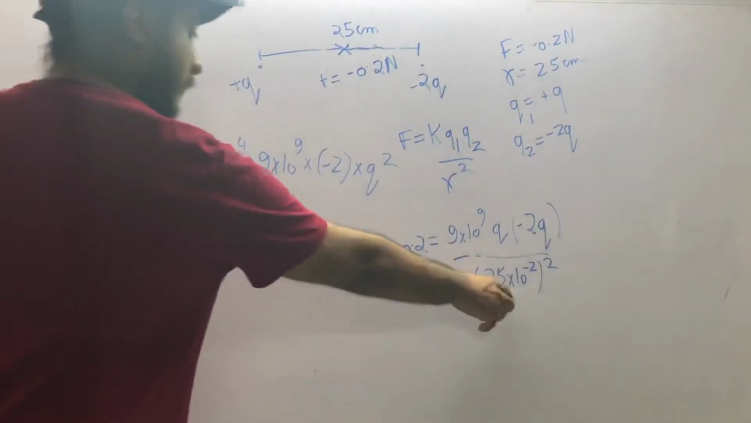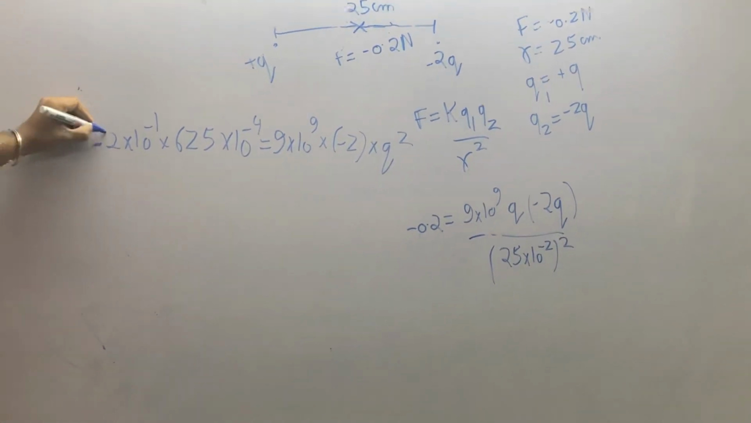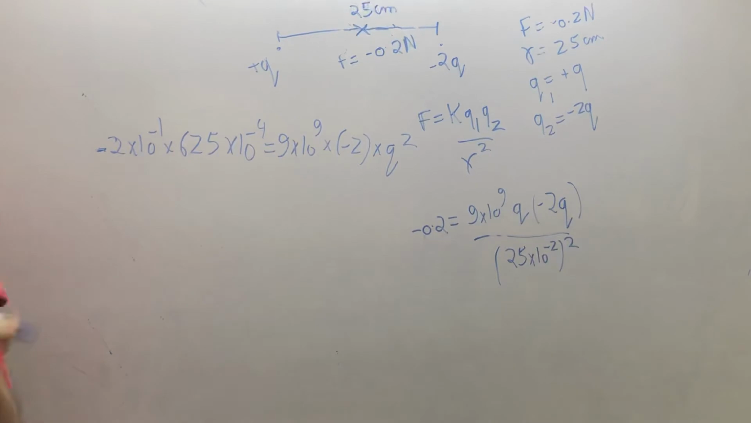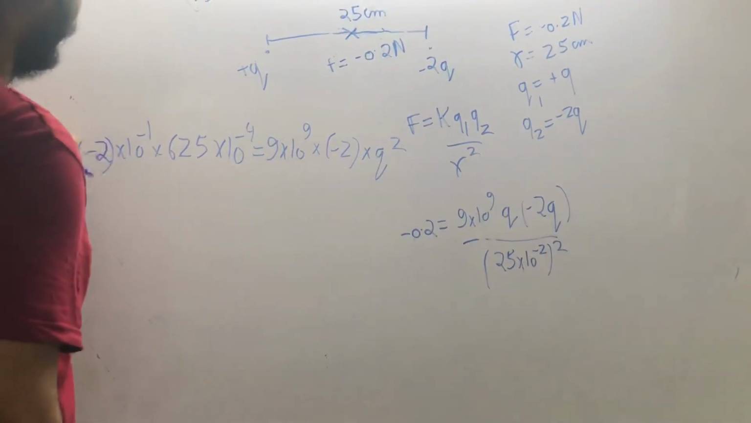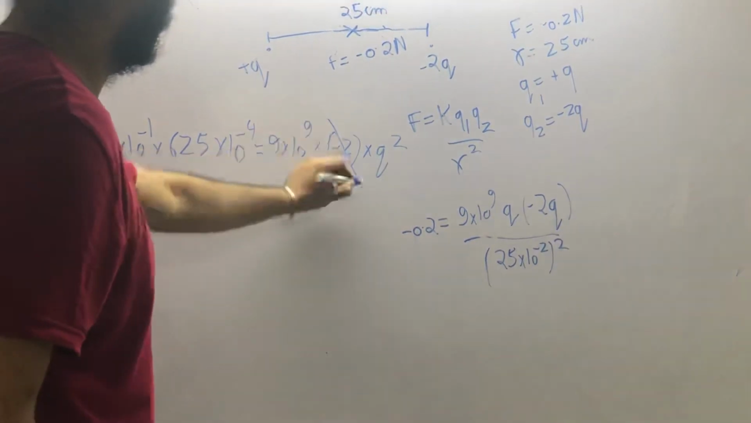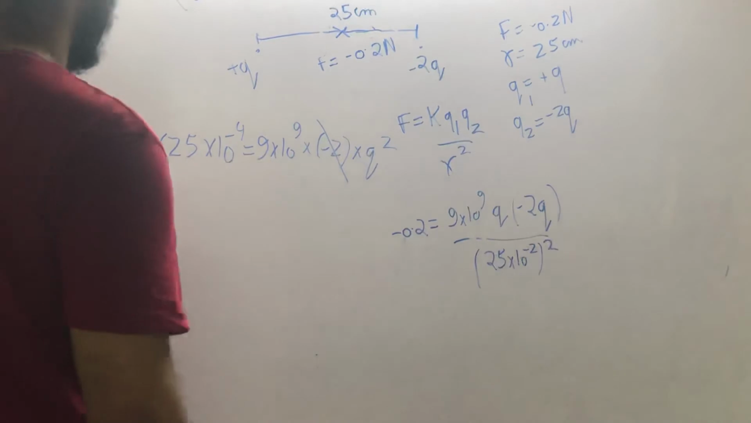Okay, what I have done is I have taken this over this side, and this is the equation that I get. So now you can cancel something here. Minus 2 and minus 2 you can cancel. Okay, and then you can bring this 9 over here.